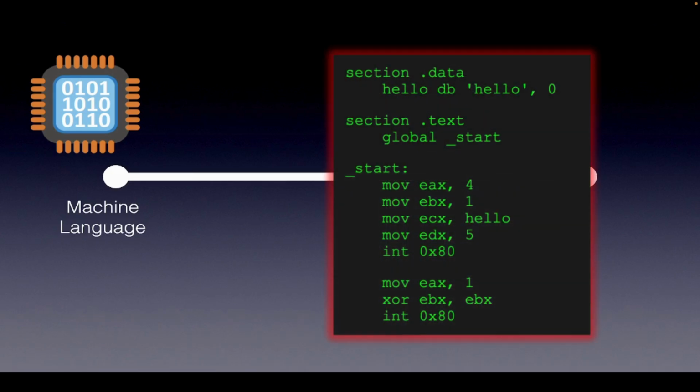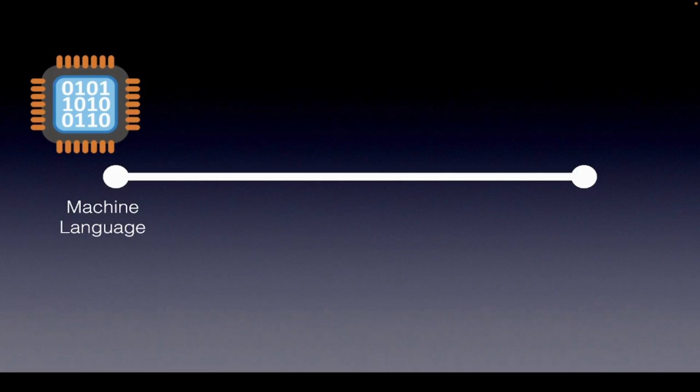Something as simple as printing the word hello can be pretty complicated and take 10 or 15 instructions, but a computer has no trouble following those instructions.